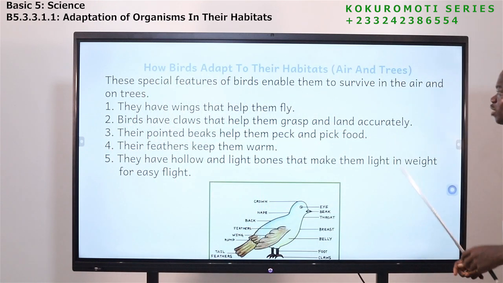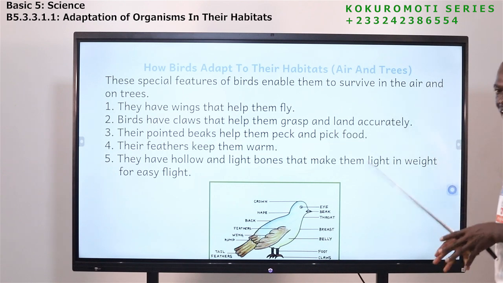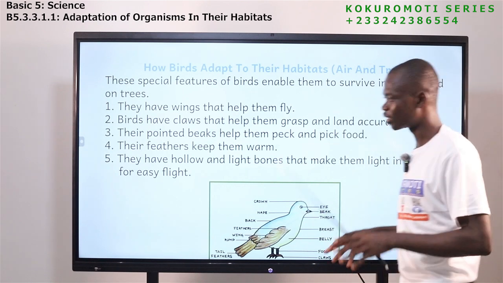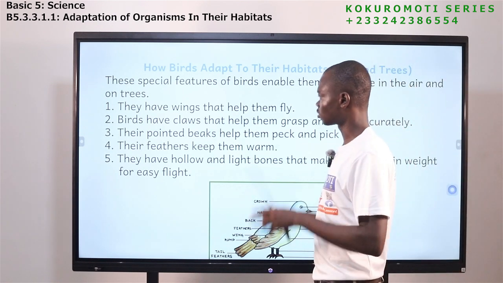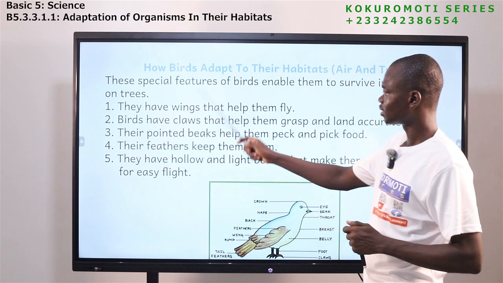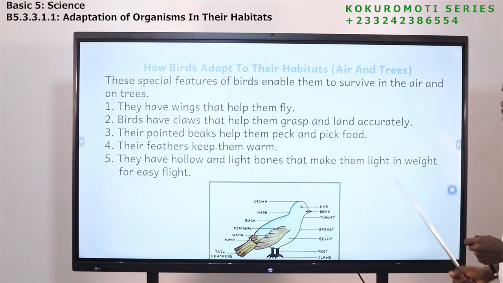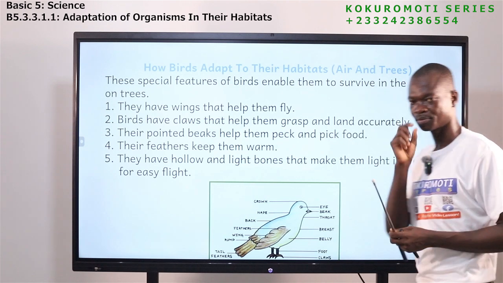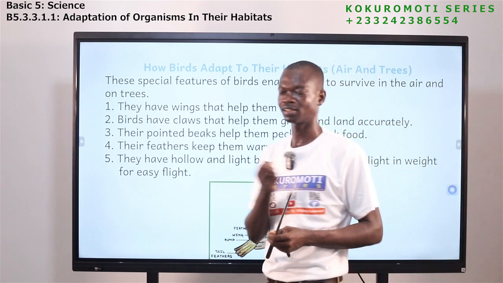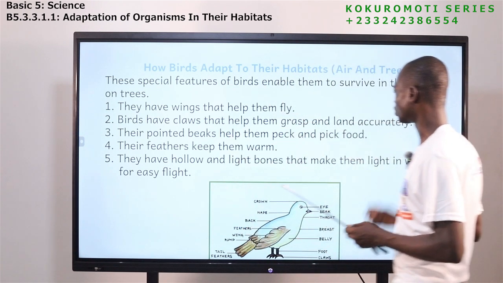So they are able to grab things and land accurately. They don't make mistakes. So they have what? Claws. The next one is that their pointed beaks help them peck and pick food. So they also have a beak, the mouth, that pointed side, help them to what? Pick food and also peck.